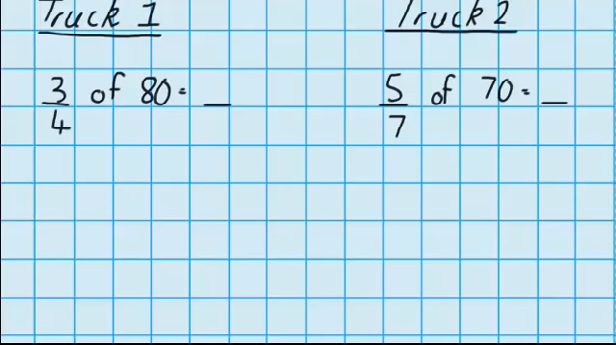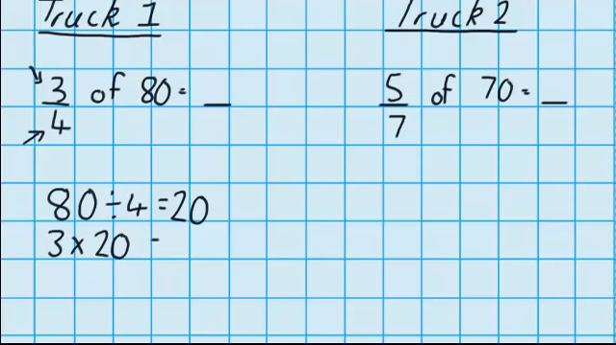So I need to imagine this trip being split into 4 parts, and I need to share those 80 kilometers between those 4 parts. So I'm going to start with some division. 80 kilometers shared into 4 parts means each part of the trip must be made up of 20 kilometers. Now I know that I've done 3 parts of that trip, so 3 times 20, which is the number of kilometers in each part, equals 60. So I know truck 1 has so far travelled 60 kilometers.